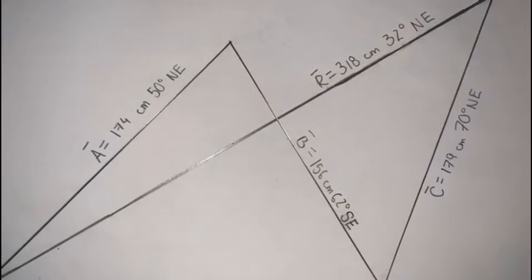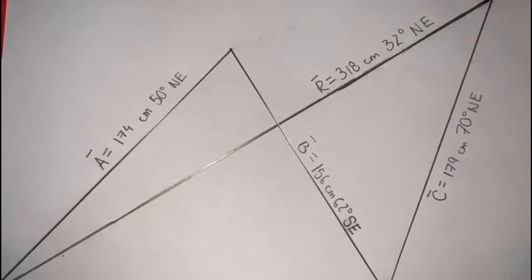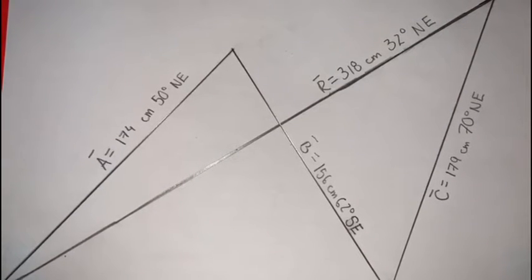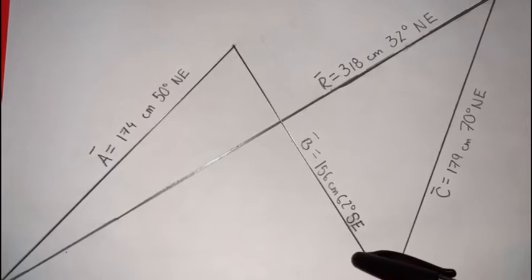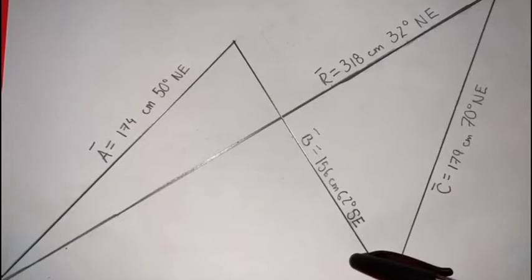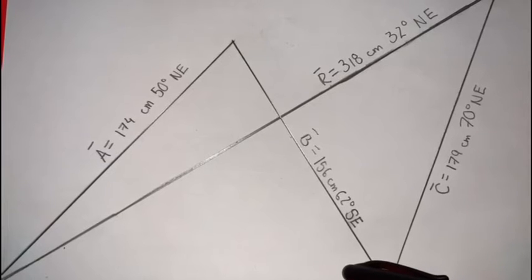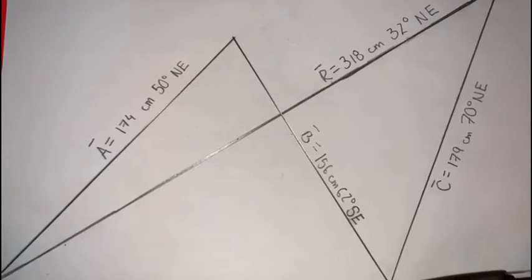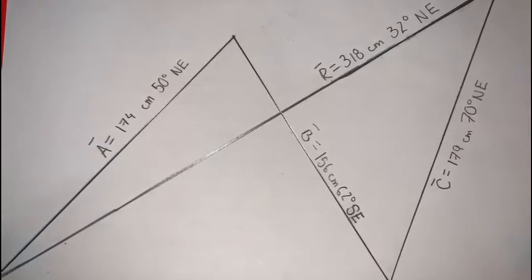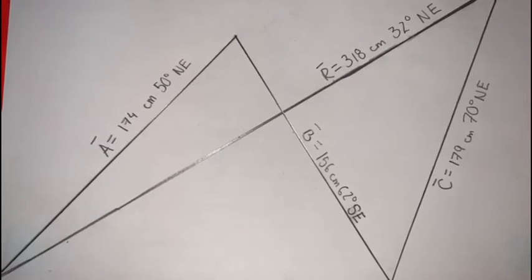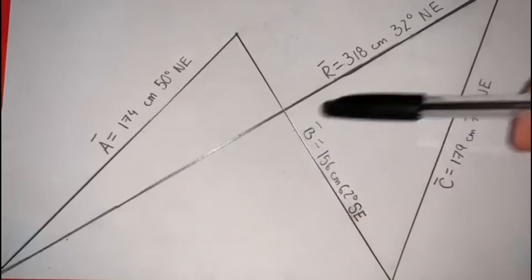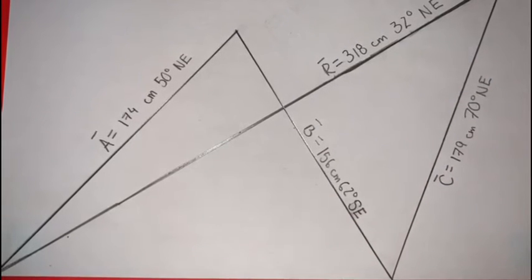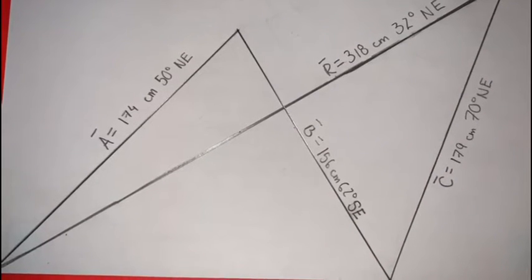Here is our minigolf. The first vector is 174 centimeters long and has an angle of 50 degrees. Then, the second one is 156 centimeters long and has an angle of 62 degrees to the south of east. The third one is 179 centimeters long and has an angle of 70 degrees, and the resultant vector is 318 centimeters long and has an angle of 32 degrees.